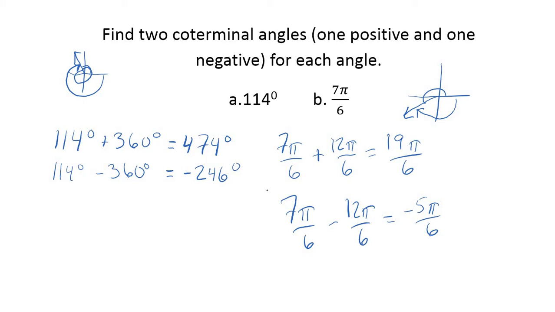Okay, so if you're in degrees, add or subtract multiples of 360, depending on what you have. If you're in radians, add or subtract multiples of 2 pi.